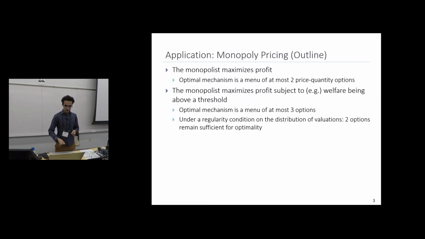What we show is that in the presence of this additional feasibility constraint, the cost of this additional constraint is one additional option on the menu. Basically, the optimal mechanism would be a menu that has at most three prices. And the regularity condition that I described earlier, if it is satisfied, will guarantee that two options remain sufficient for optimality. This is a condition on the distribution of agents' valuations.